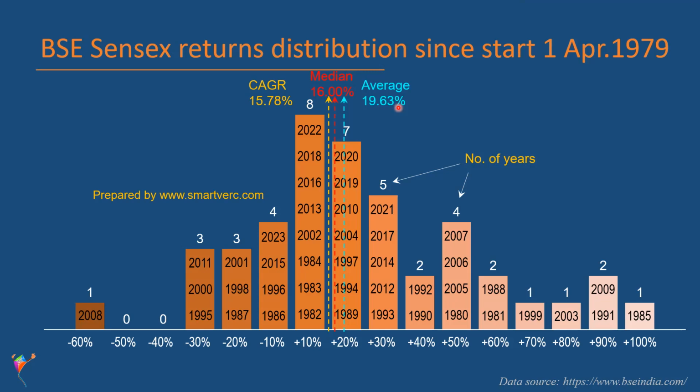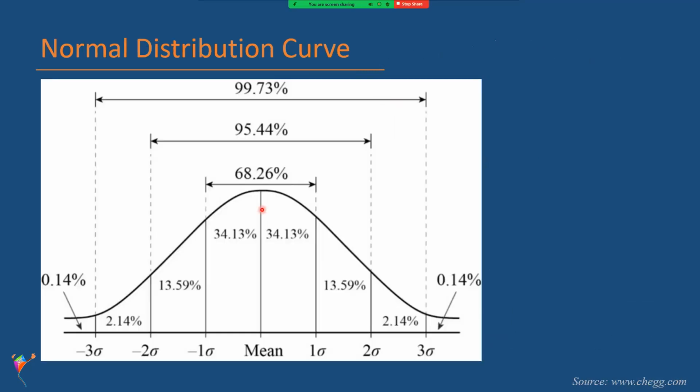Those who are from statistics or from the engineering side know very well what a normal distribution curve is. This is a bell-shaped curve, and on the x-axis, this is sigma, the standard deviation. 95.44% of the readings are between plus minus 2 sigma. And a similar thing is visible in our chart.